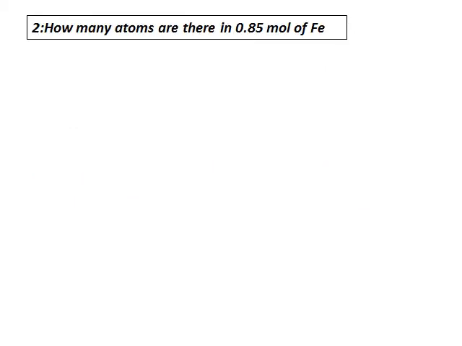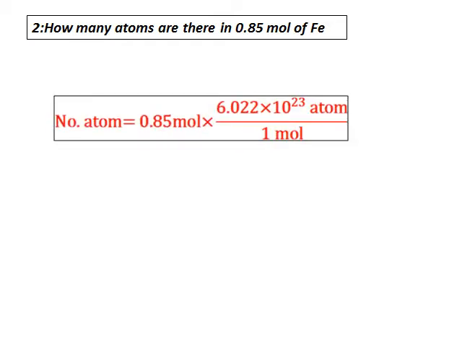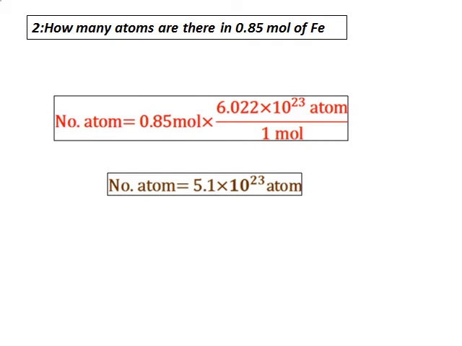How many atoms are there in 0.85 moles of iron? A simple question. We know that 1 mole has 6.022 × 10^23 atoms. So start with what is given. We write down 0.85 moles first, and I need to cancel the unit of mole and get the answer in atoms. Therefore multiply it by Avogadro number, 6.022 × 10^23, which is present in 1 mole. Therefore the moles will get cancelled, and the answer will come in the unit of atoms.